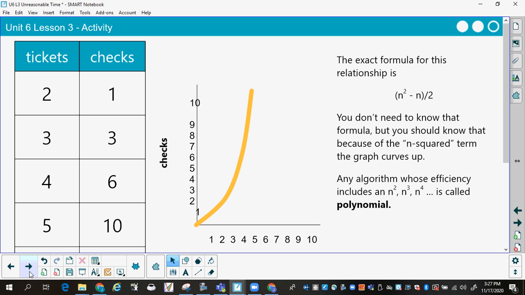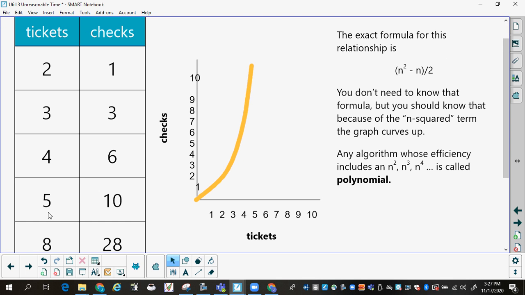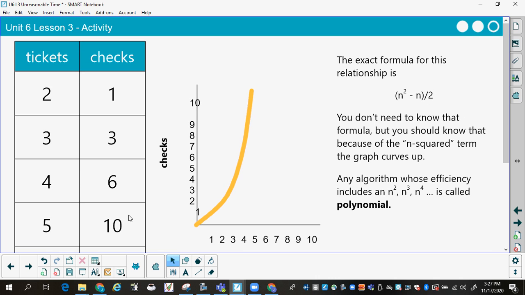For this one, if you have two tickets you need to make one check. If you have 3 tickets, you need 3 checks. You add the first and the second, the first and the third, and the second and the third. If you have 4 tickets, there's going to be 6 checks. Then 10, 15, 21, 28, and so on.